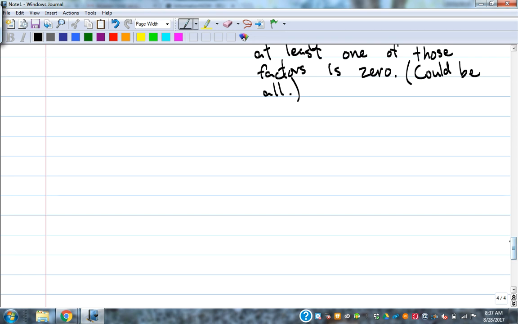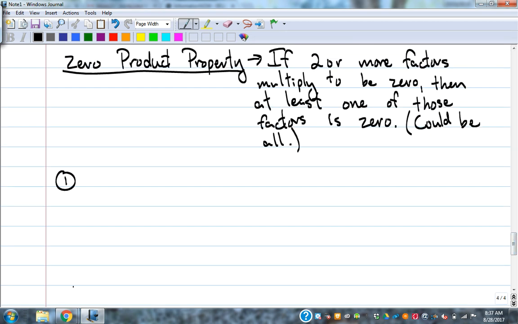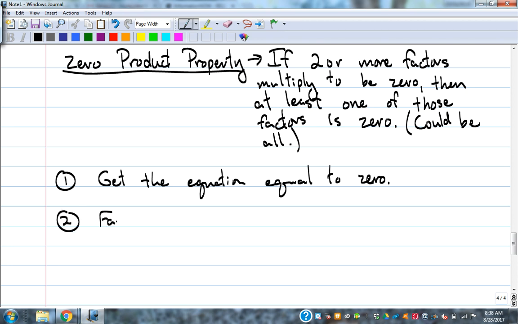So if you're using the zero product property, the first thing you want to do is get the equation equal to zero. If you don't have it equal to zero, you can't factor it yet. Then factor it if possible. Everything today is going to be possible to factor. As we progress through the chapter, we're going to get some other methods that are legal to use on the quiz, even if it won't factor, but even if it does factor, you can also do that method too.